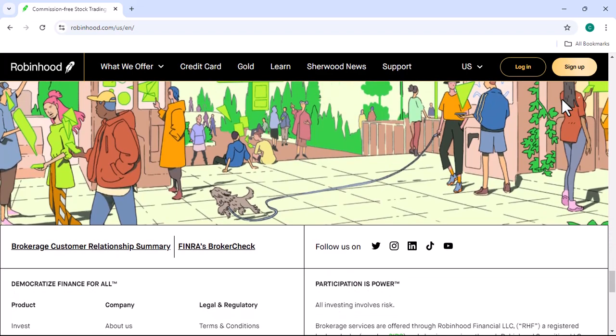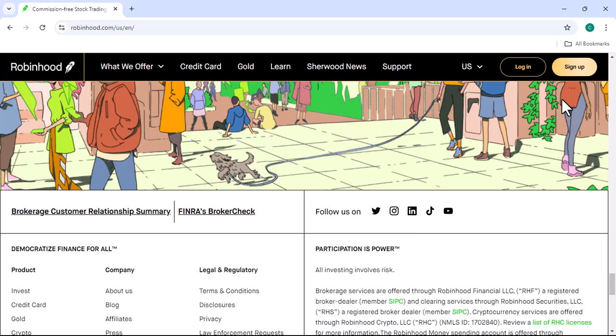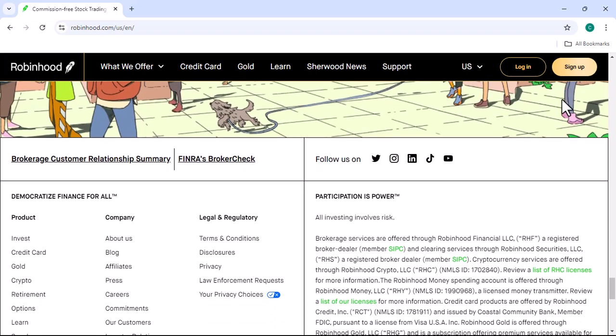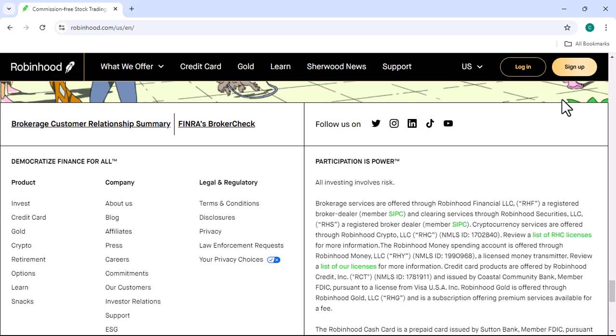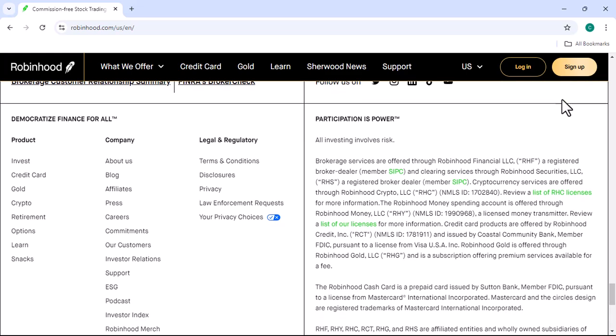Investing in Robinhood stock can be a great way to participate in the growth of a company that has disrupted the financial industry. However, it's important to approach investing with caution and do your due diligence.